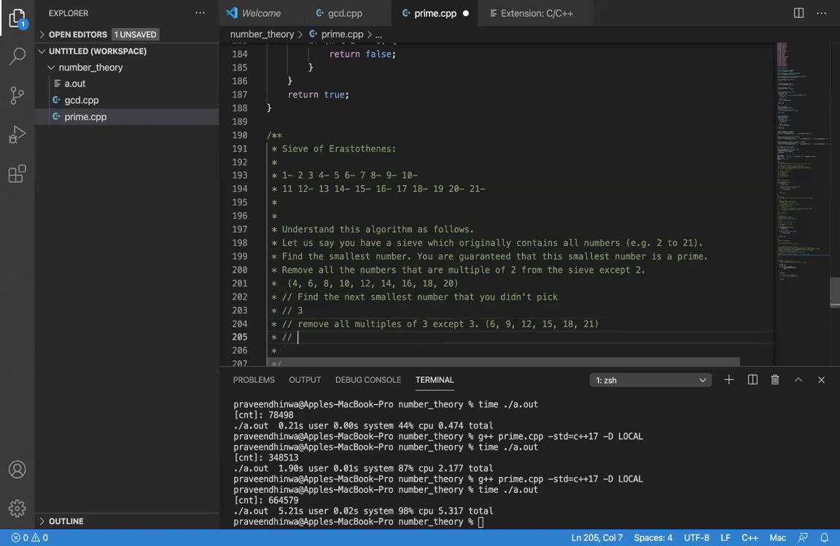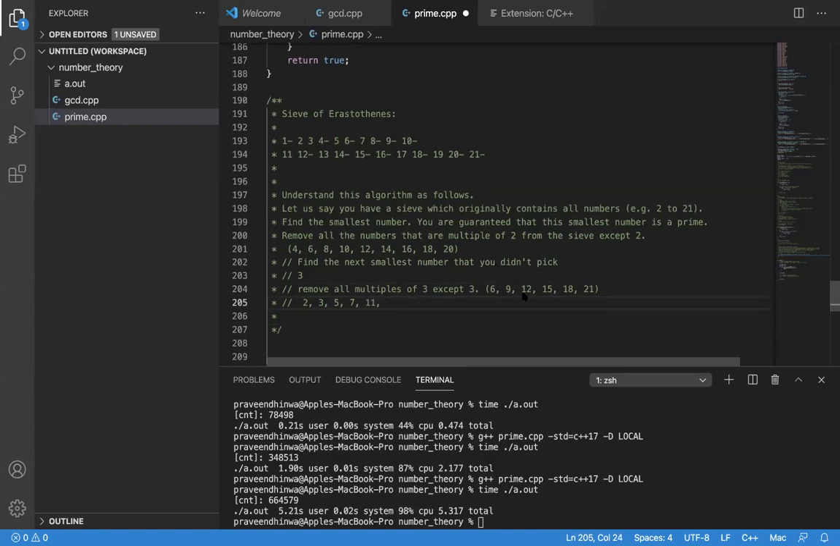Now what numbers are remaining? So now 2 is remaining, 3 is remaining, 4 is not remaining, 5 is remaining, 6 is not remaining, 7 is remaining, 8 is not remaining, 9 is not remaining, 10 is not remaining, 11 is remaining, 12 is not remaining, 13 is remaining, 14 is not remaining, 15 is not remaining, 16 is not remaining, 17 is remaining, 18 is not remaining, 19 is remaining. Is 20 remaining? No. 21 is also not remaining. So now the remaining numbers are these. You have picked 2 and 3. Now you pick the next smallest number.